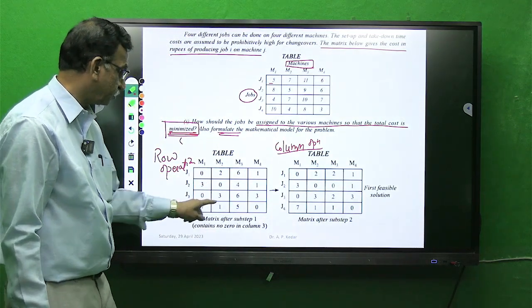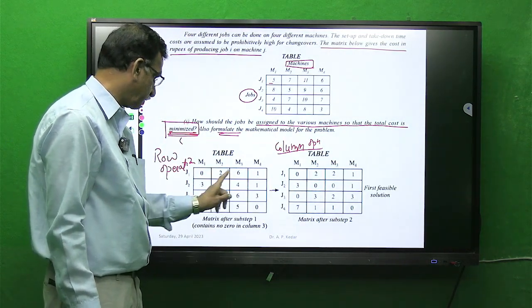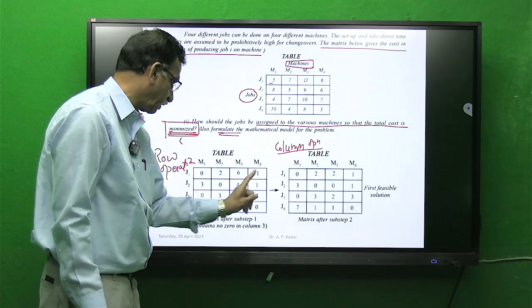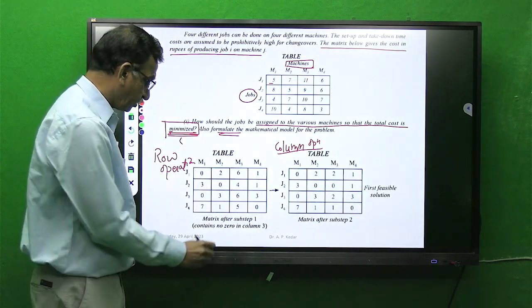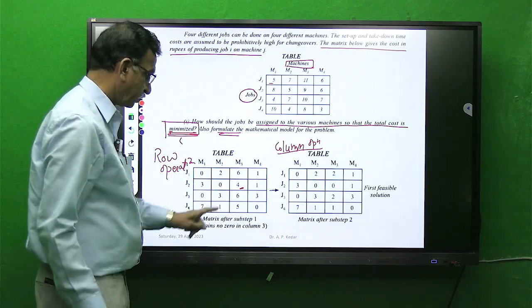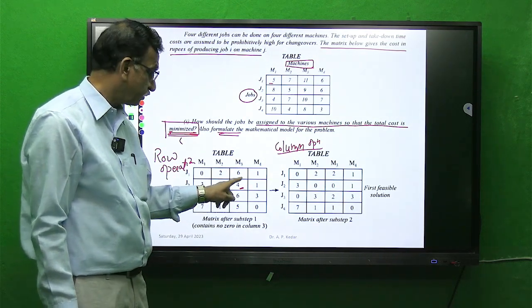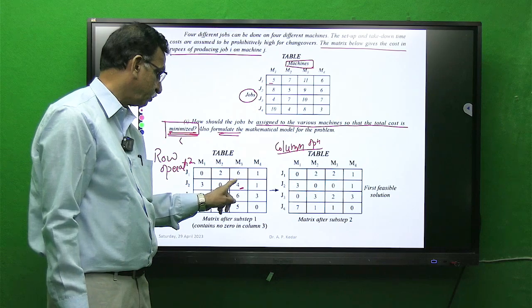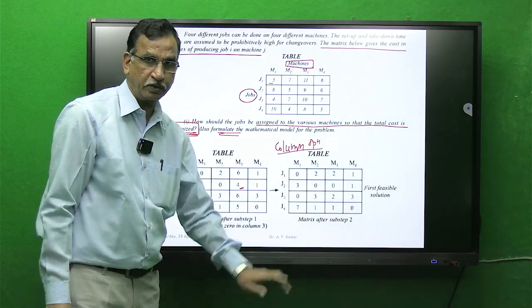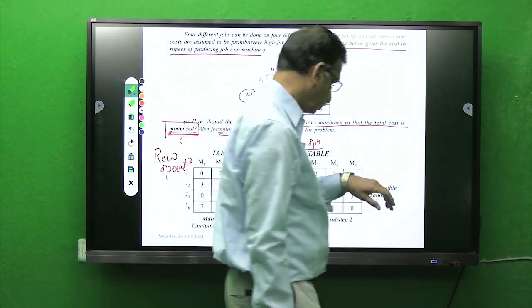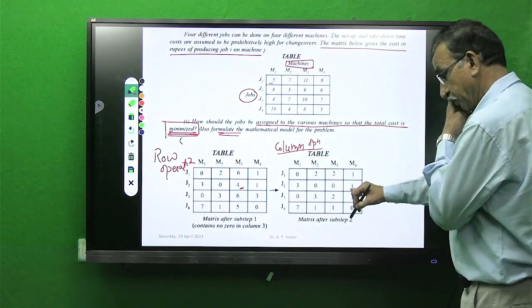So keeping these values the same, 0 3 0 7 same, 2 0 3 1 same, 1 1 3 0 same, perform column operation for this. The minimum is 4. Subtract 4 from all these values. 6 minus 4 is 2, 4 minus 4 is 0, 6 minus 4 is 2, 5 minus 4 is 1. Now you have to assign in this particular matrix.